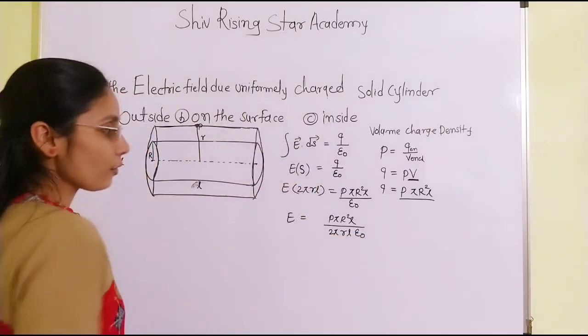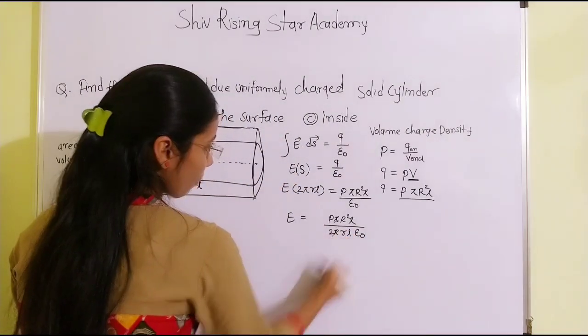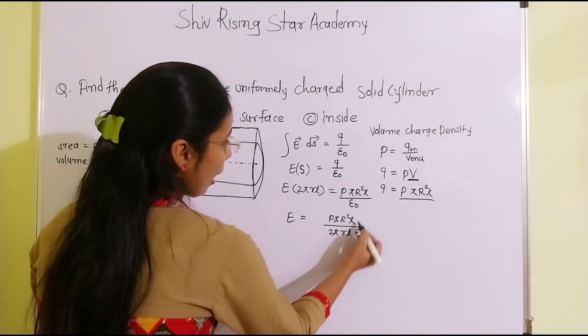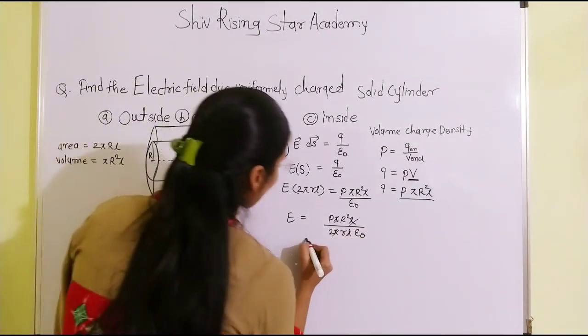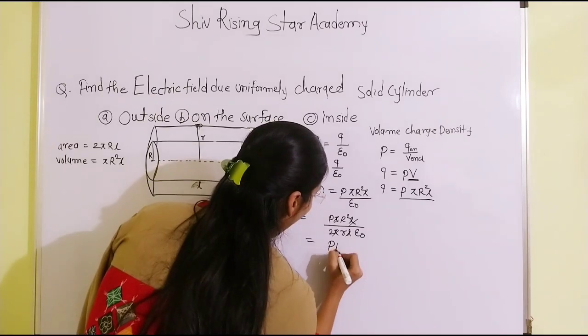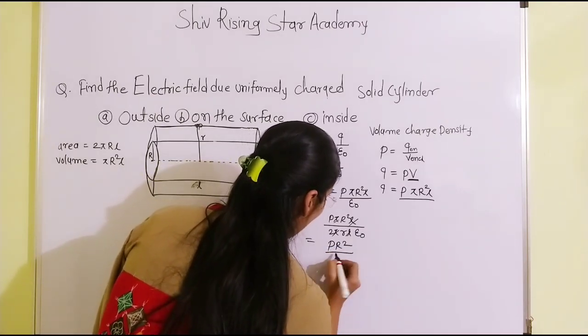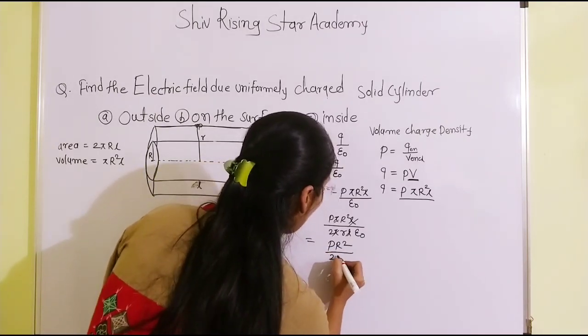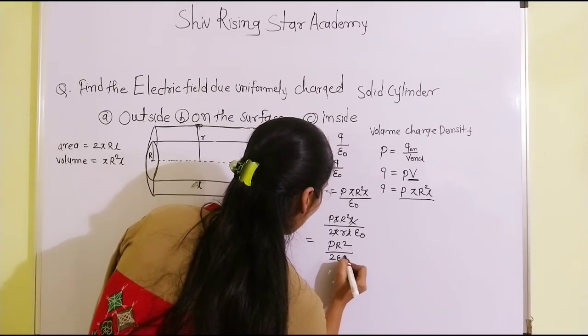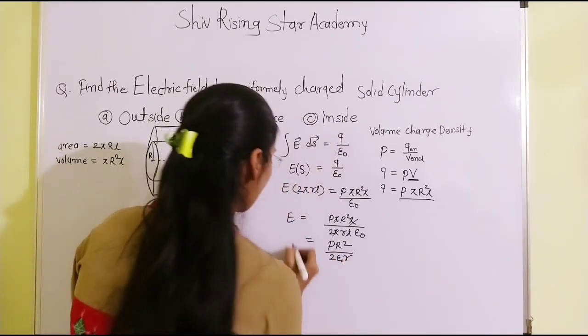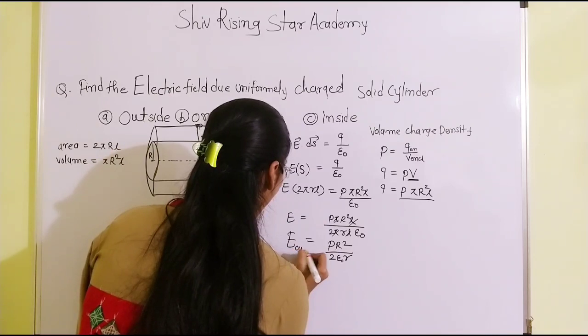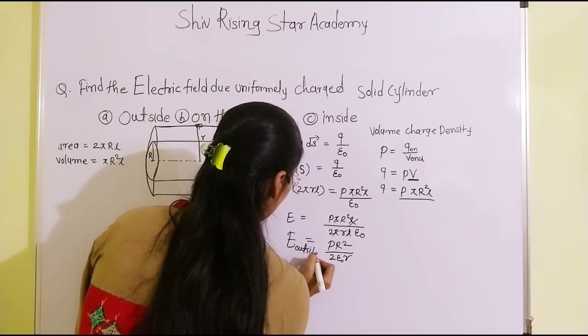So E is equal to rho pi R square L by 2 pi r L epsilon naught. What is common here? The pi gets cancelled, L gets cancelled. What remains is rho R square by 2 epsilon naught r. So this is the electric field outside the cylinder.